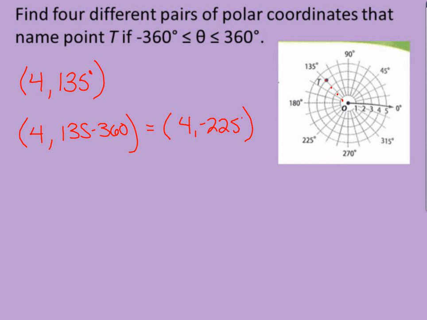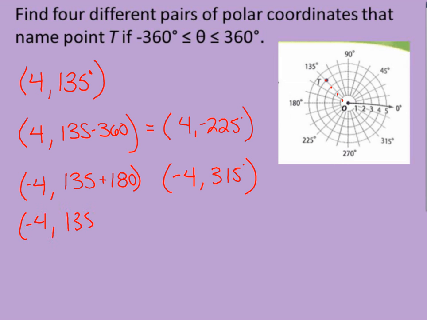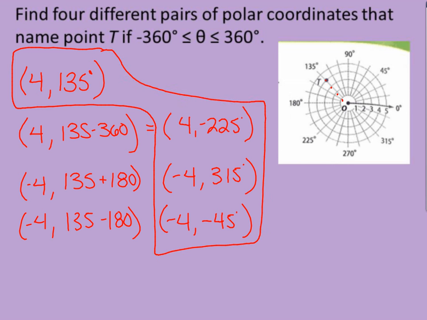The other thing we can do is make it a negative r value. When you make it a negative r value, you can add or subtract 180. So if we do 135 plus 180, this is going to give us negative 4 and 315. And if we do 135 minus 180, this is going to give us negative 4 and negative 45. So our 4 solutions are here.